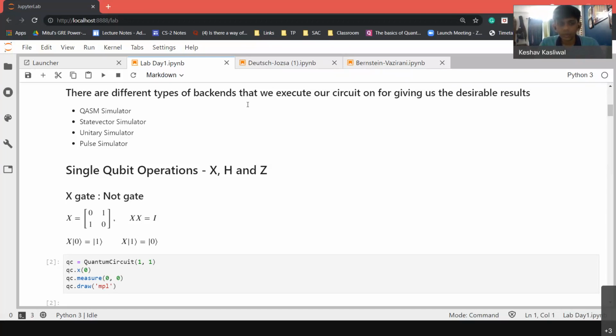Keshav, here is a request from a participant. Yes, ma'am. They're saying that along with whatever command you are executing, side by side, can you show the execution also?